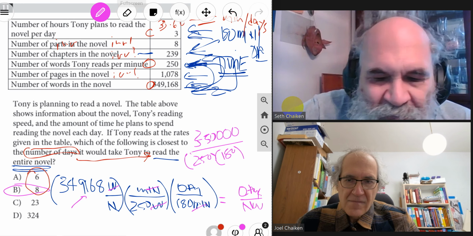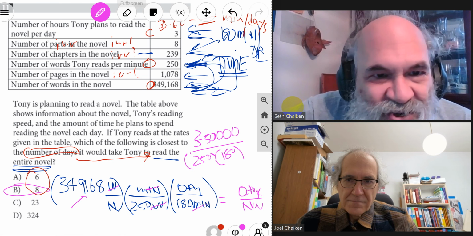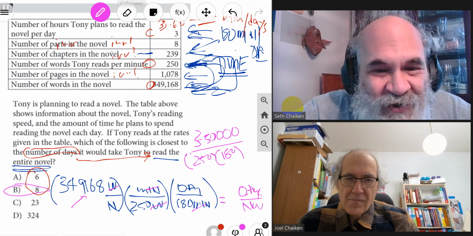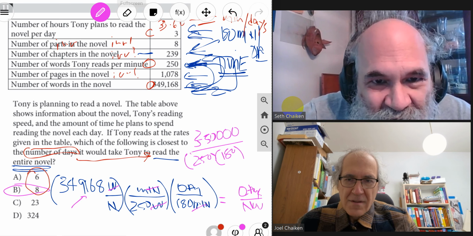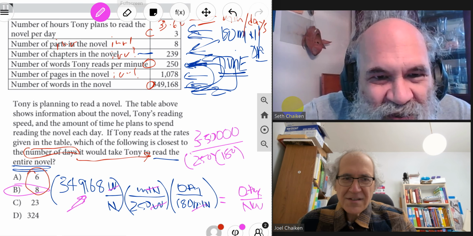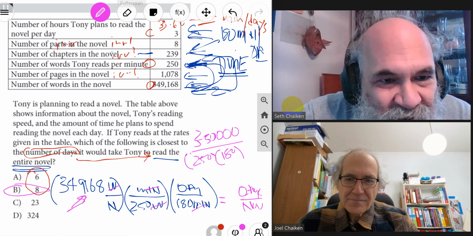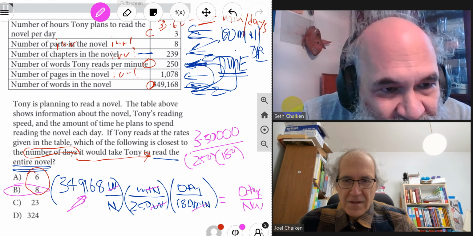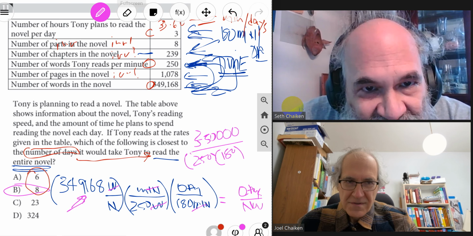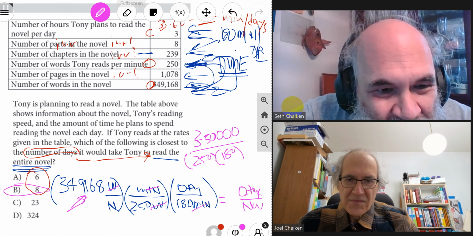You know what I'm going to do? You're not going to see it, but I shall bring up my calculator, which you won't see because we're not sharing the whole screen. I have to change it to decimal. Let's see, I'm in decimal. So I'm going to type it in. 349,168, right? Divided by 250.